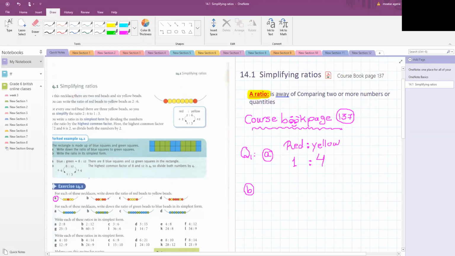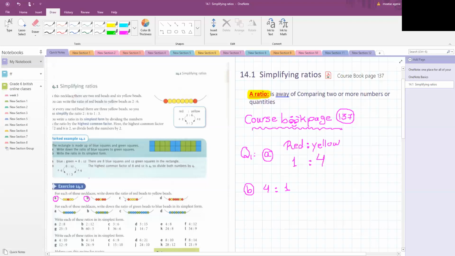Question B. He said write the ratio red to yellow, so I have to start with red. How many red beads do we have here? 4 red beads. 1, 2, 3, 4. So 4 to... How many yellow do we have here? I have only 1. So 4 to 1.